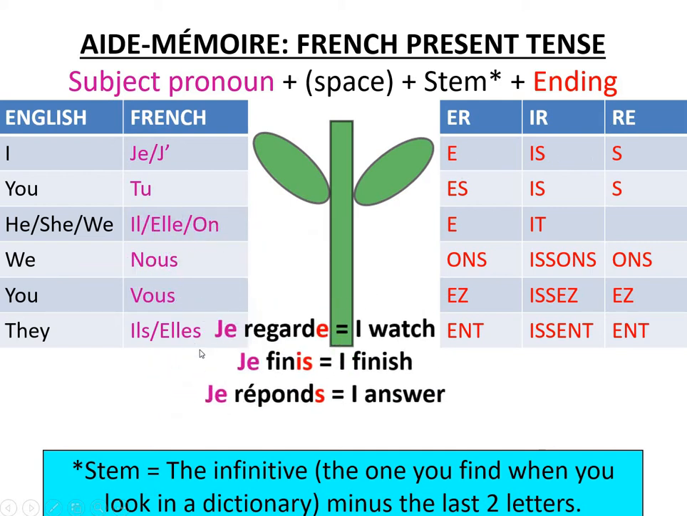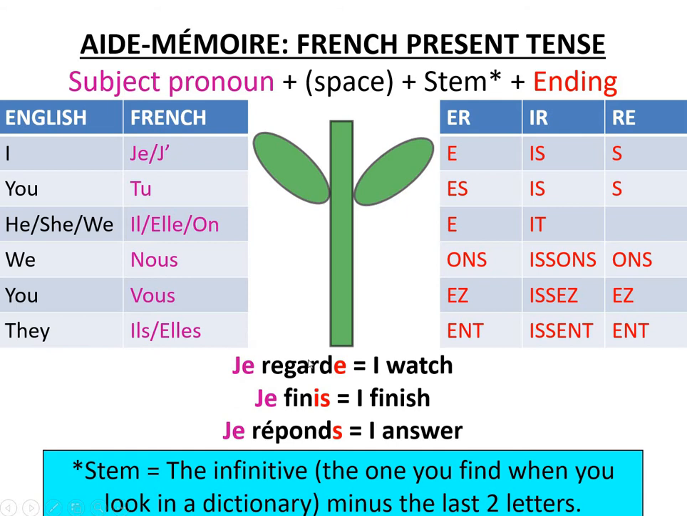So here's a few examples. If I looked up watch in the dictionary, I'd find regarder with an ER on the end with this ending. So I take that ER off, and then to say I watch, I take je, and I need to add an E to it. If it had been he watches, it would be il with an E as well. If it was we watch, then it'd be nous regardons with an ONS instead of an E.